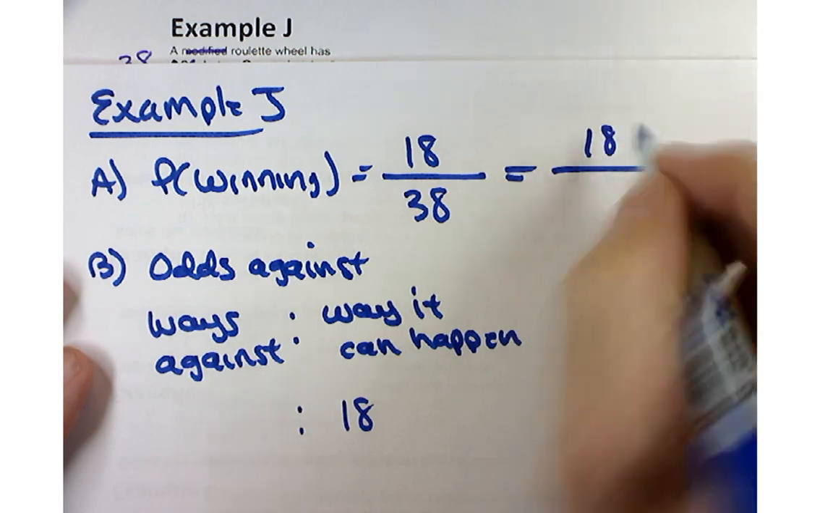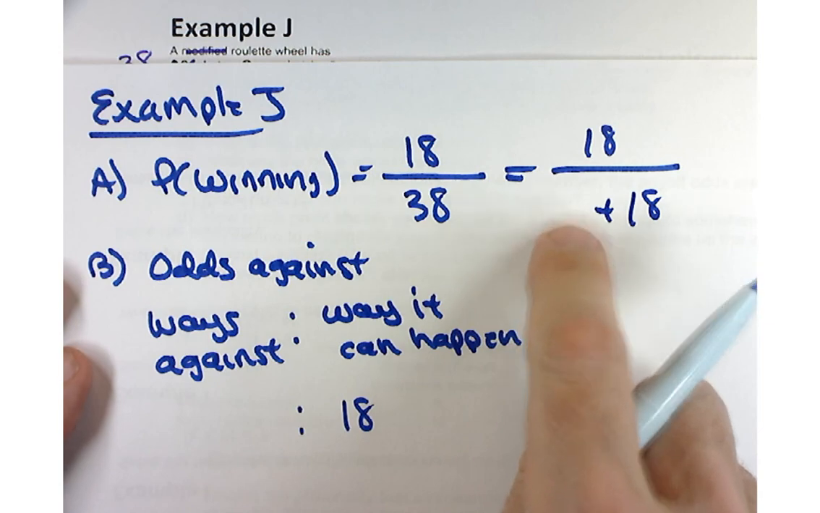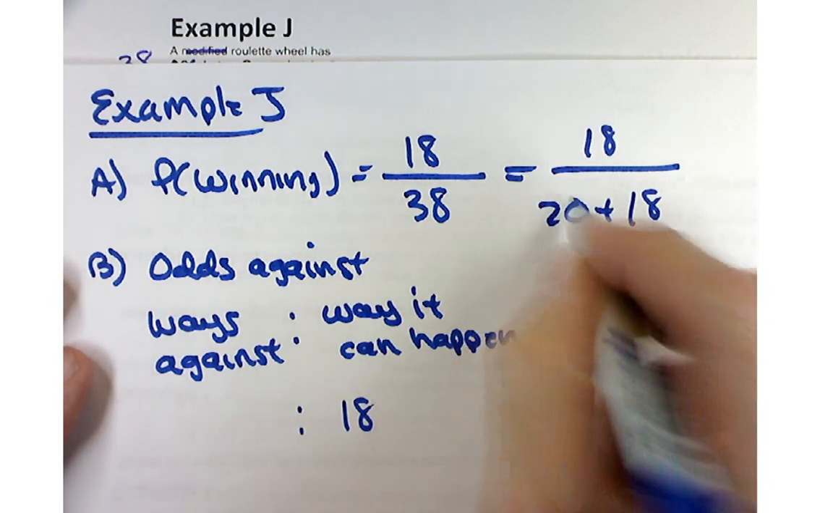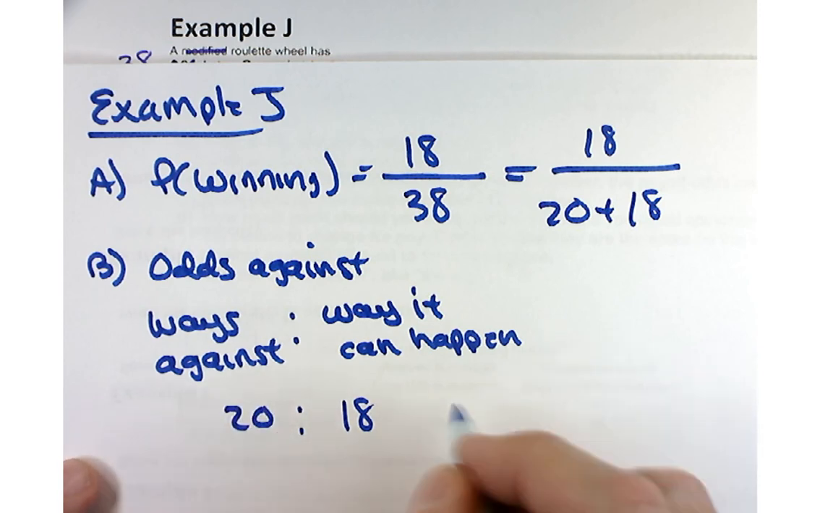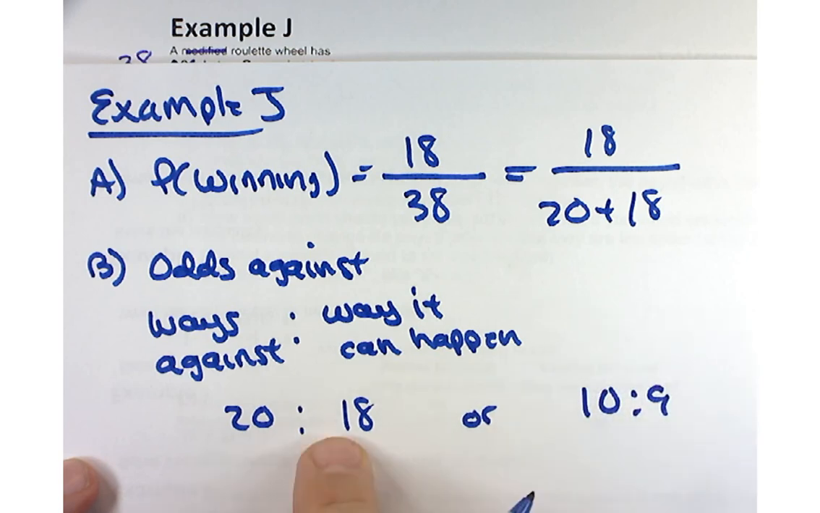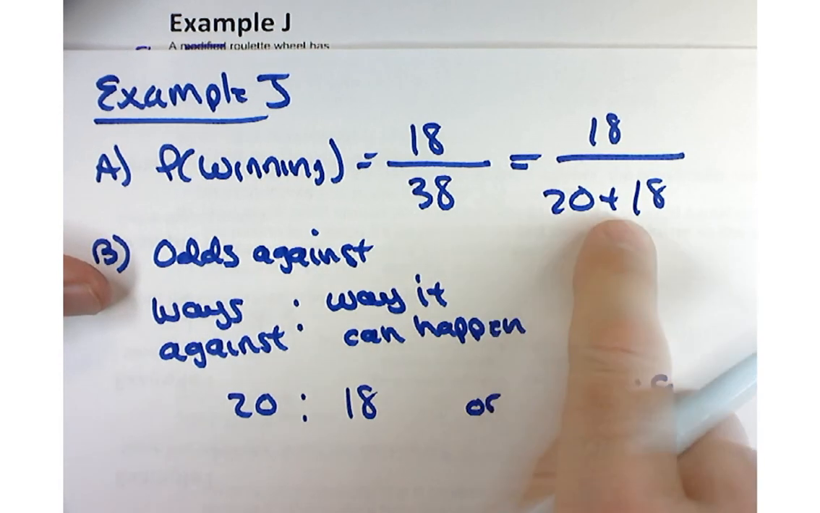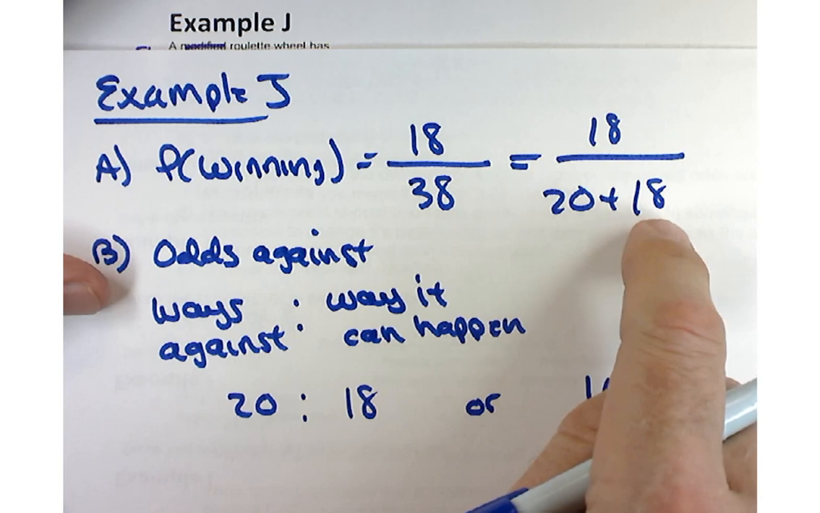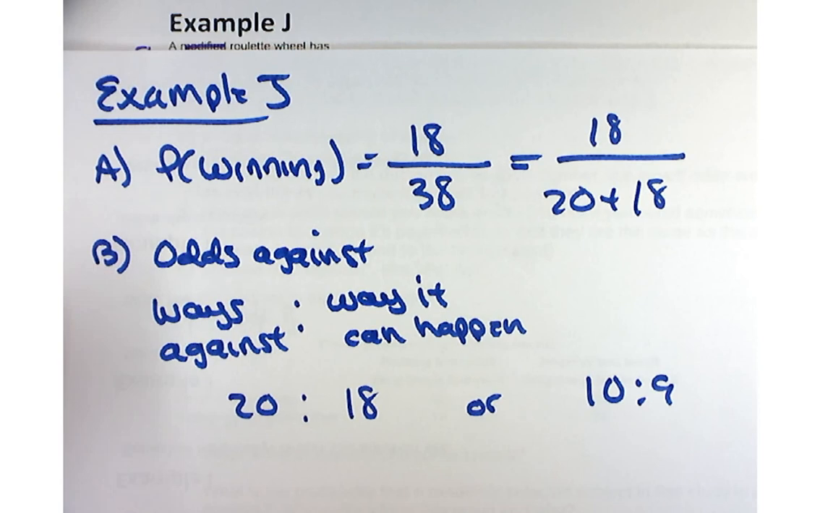But you're right with thinking about the 20. If there's 18 ways it can happen, what's the rest of this number got to be? 20. So the ways against it would be 20. Or you could also write it as, in lowest terms, 10 to 9, but 18 to 20, that's pretty good. So what you had to do is split this up and realize the number of ways it could happen, the number of ways it didn't happen or won't happen.